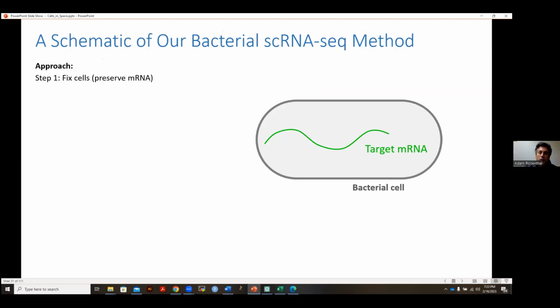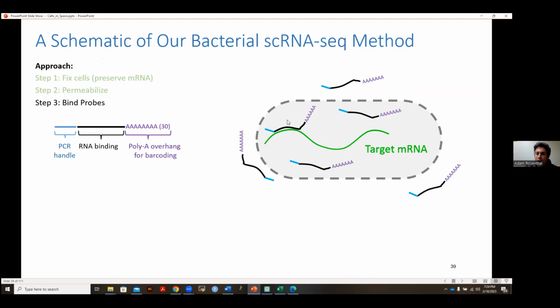So the first thing that we do is we take our bacterial cells and we fix them in formaldehyde. So they're fixed. So now we're not worried about the half-life of the mRNA. The second thing is we permeabilize them. We add an enzyme that basically degrades the cell wall. So now we're not worried about the cell wall. Then we add these probes that target the mRNAs. And the probes have a poly-A on one end, and they have a PCR handle on the other. And they have one region that is complementary to the mRNA. And so that will bind.